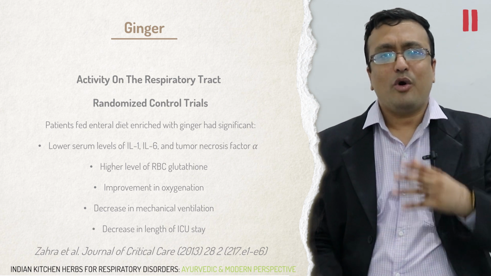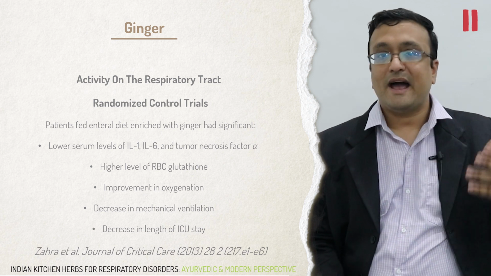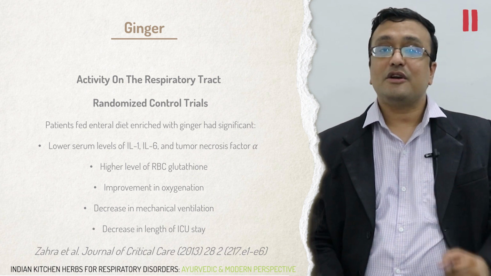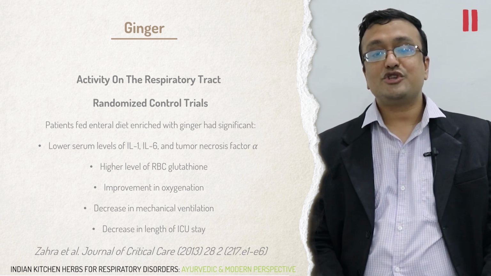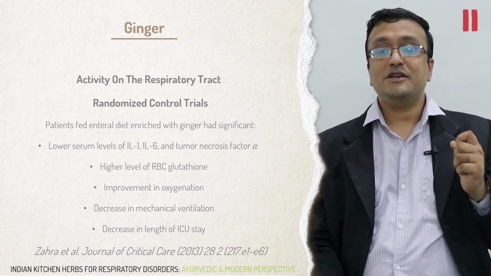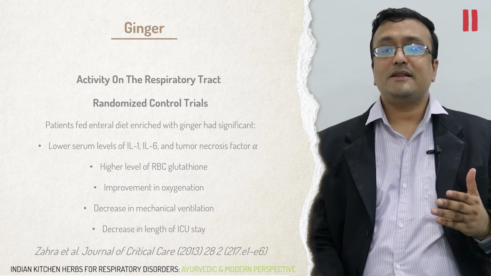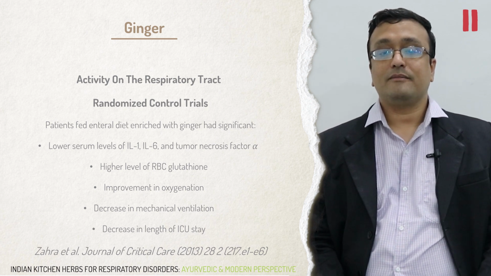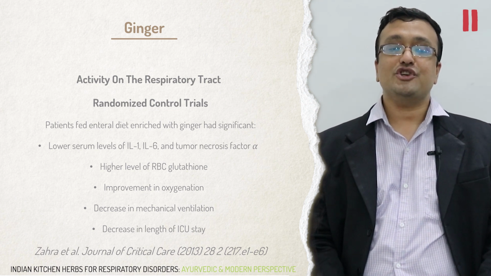You may ask that all these activities are on either animals or on cell lines, but has anything been done on the actual human body? Well, randomized controlled trials have been conducted where patients were fed with a diet enriched with ginger, showing significant effects. Serum levels of interleukin 1, interleukin 6 and tumor necrosis factor alpha were found to be reduced. Well, these are the constituents of the body which are usually found in a higher amount when the infection is severe. In this case, they were brought under control after the patients were fed with a diet having ginger.